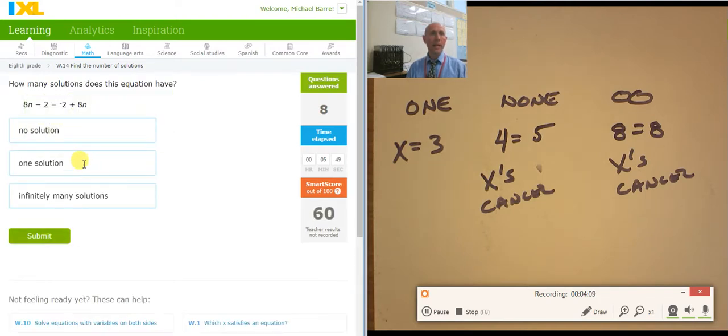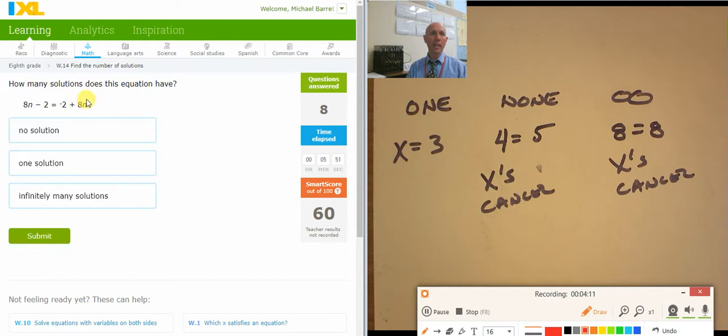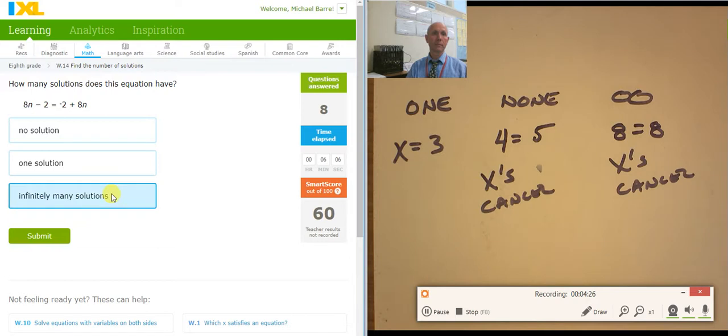8n, 8n. Will they cancel out? Absolutely. The 8n is going to cancel with the 8n. I'm left with negative 2 equals negative 2. That feels like an infinite solution to me. s cancels with s. Negative 1 equals negative 6. That's no solution.